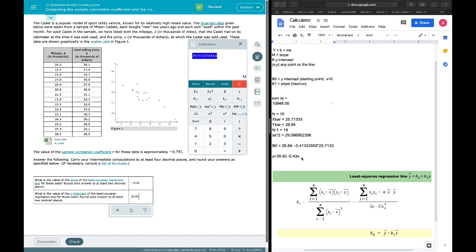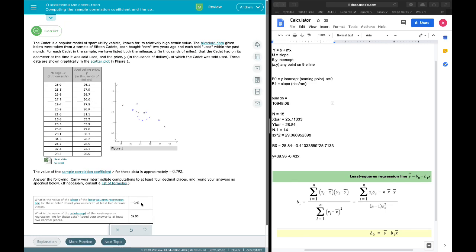That's not right. So it's actually going to lose, if you take this times 1,000, 0.43 times 1,000, because it's in thousands of dollars is what we're talking about. You're actually going to lose $430 for every 1,000 miles that you put on it. So every time x goes up by 1, that means we're putting 1,000 more miles on the car, and that would drop the price $430 for every 1,000 miles we put on there. Let's check it, make sure we got it right. We are correct. All right.